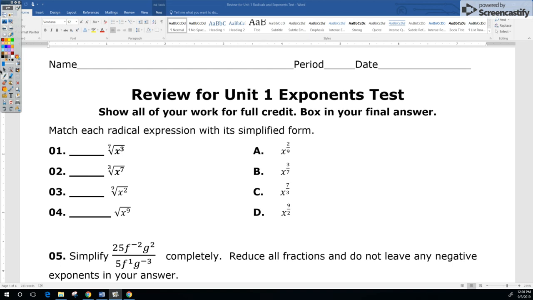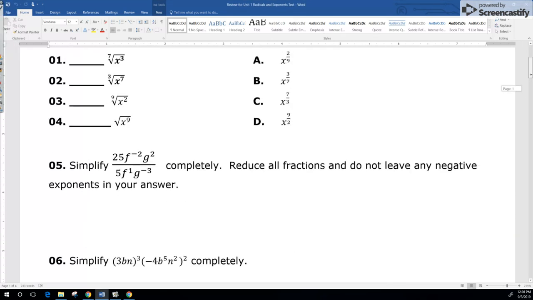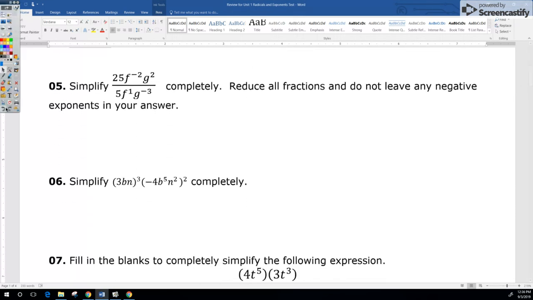Okay, next section. So simplify 25 f to the negative second power, g to the second power, divided by 5 f to the first power, g to the negative third power. Simplify that completely, reduce all fractions, don't leave any negative exponents in your answer.